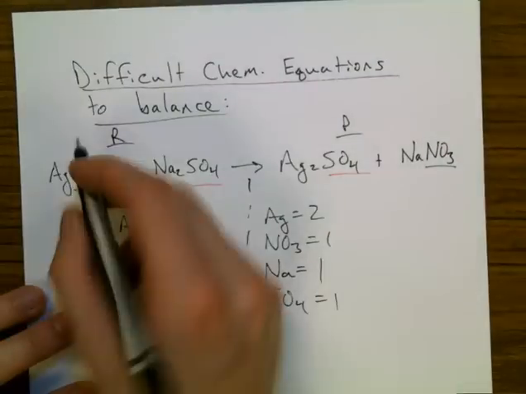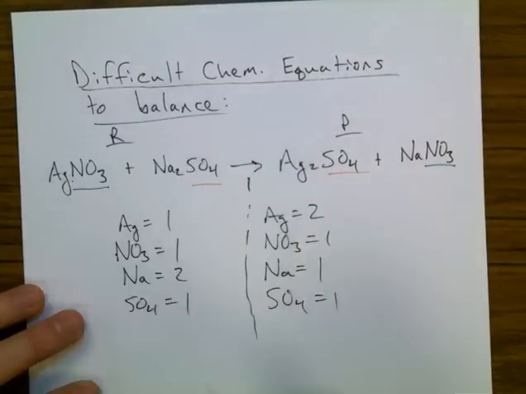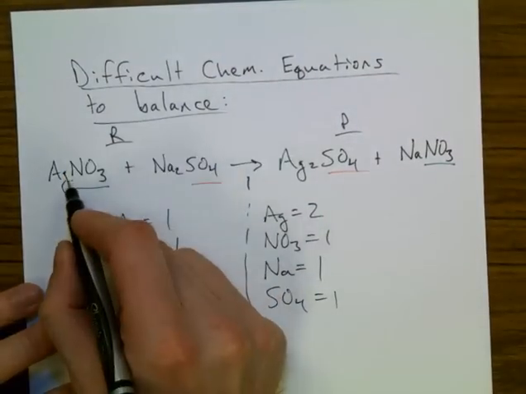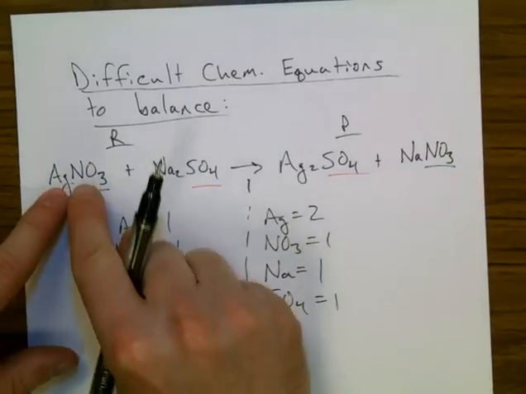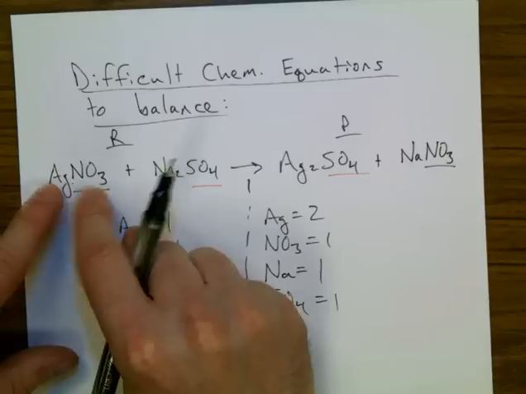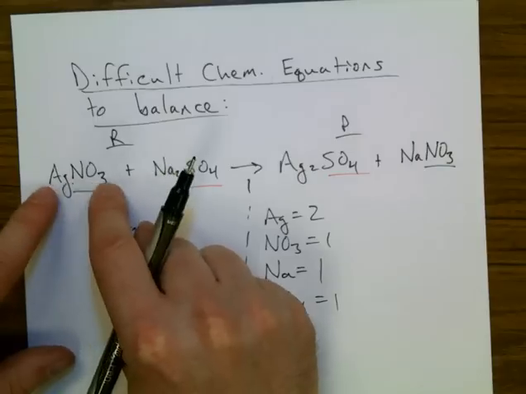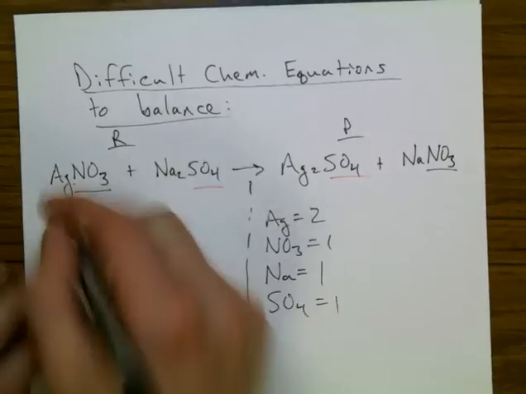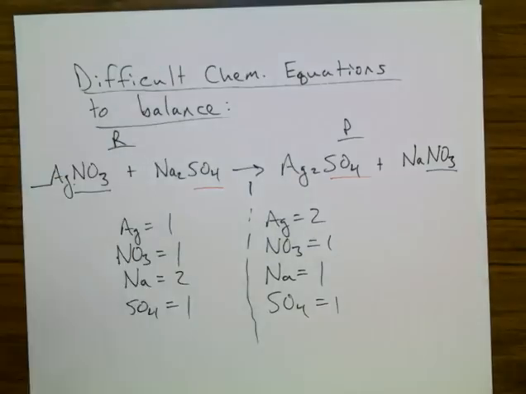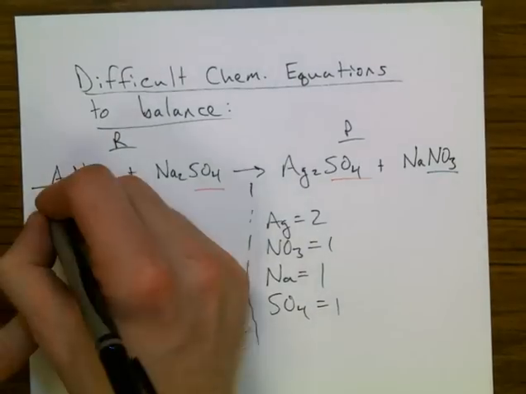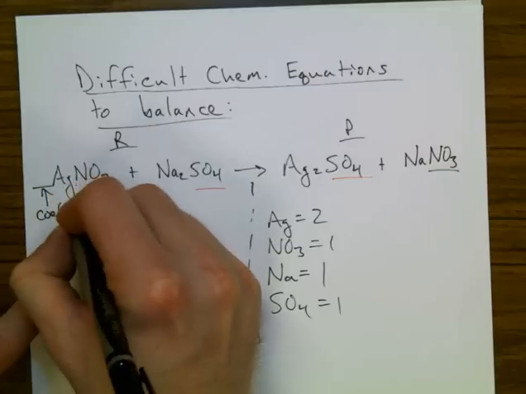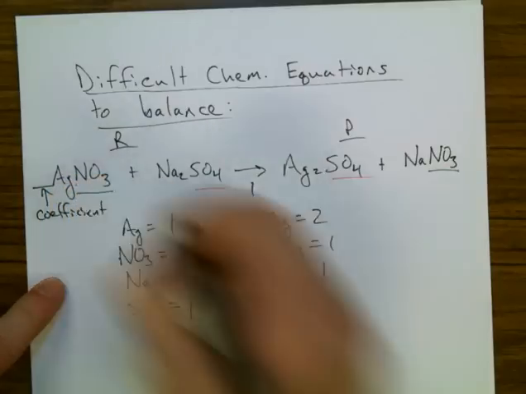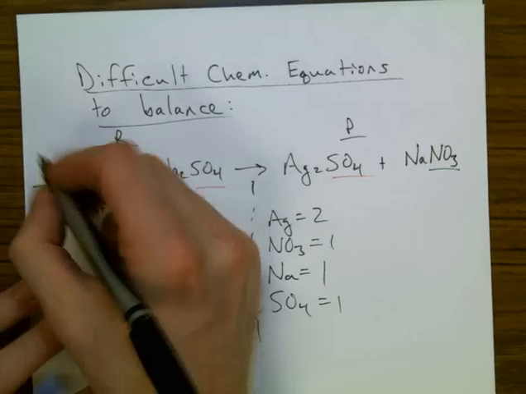I can't go in here and put a 2 right there as a subscript. That would be wrong. The reason behind that is because silver has a positive 1 charge and nitrate has a negative 1 charge. So the ratio between those ions is 1 to 1. I can only adjust how many silvers I have by putting a number in front. And the numbers you put in front have a name called coefficients. So I need to make this 2, so I'm going to put a 2 in front.